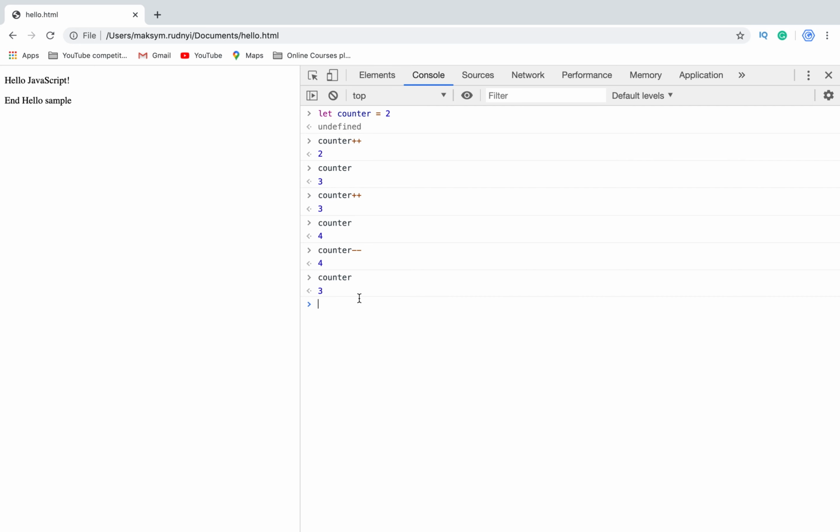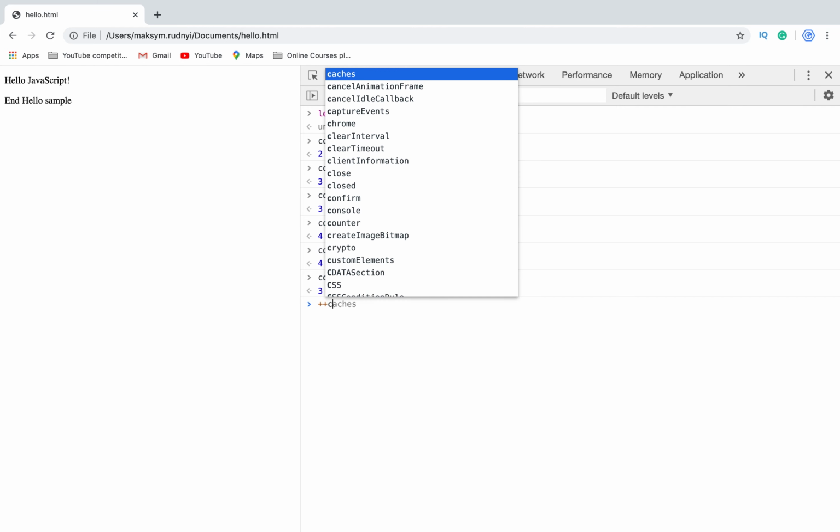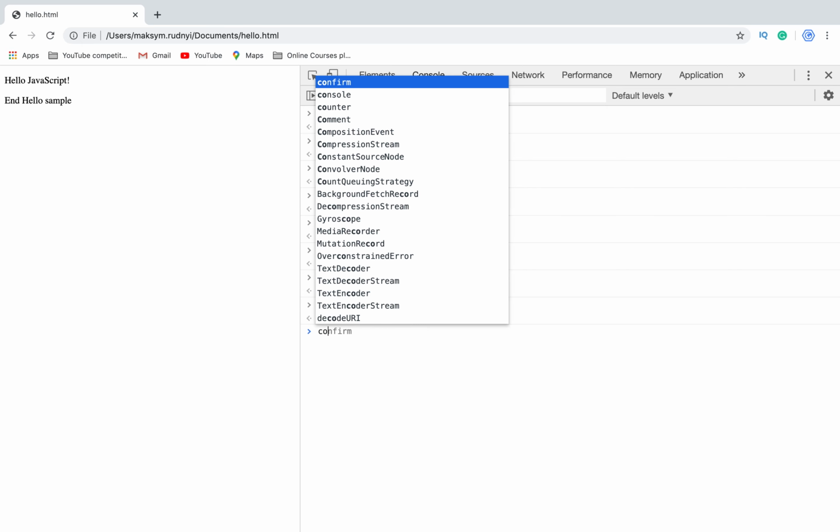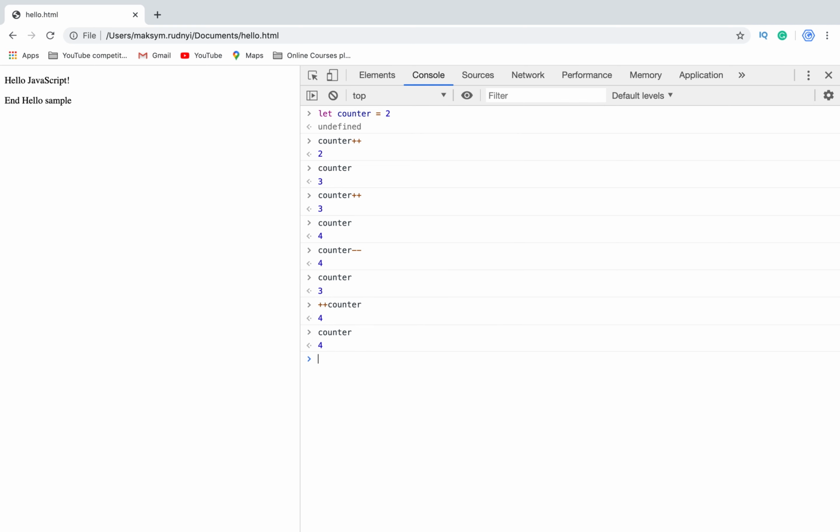This case, when we have plus plus at the end, is the postfix operator. It means that it returned the previous value, as we see, and then it incremented the current value. And another case is the prefix operator. When we write plus plus counter, it means that it increased the counter by 1 and then returned the updated value. Counter the same. Again 5, counter 5.